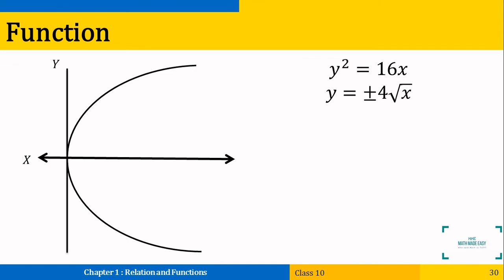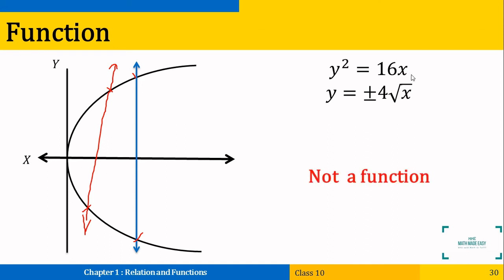Let us consider the graph which we actually saw in relations, y square equals 16 times x, which is actually y equals plus or minus 4 times square root of x. I draw a vertical line here and again I draw a vertical line here. Oh, it passes through more than one point, so this relation y square equals 16x cannot be a function.